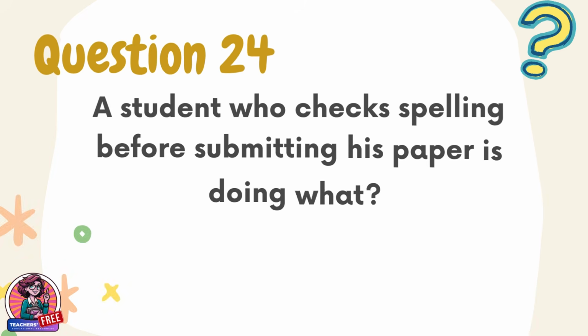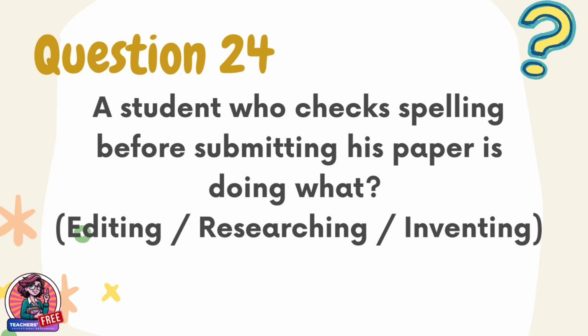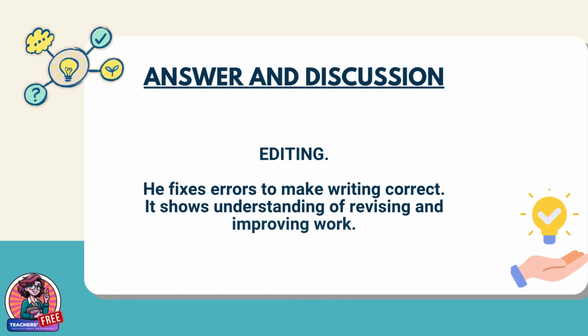Question 24. A student who checks spelling before submitting his paper is doing what? Editing, researching, inventing. Answer: editing. He fixes errors to make writing correct. It shows understanding of revising and improving work.